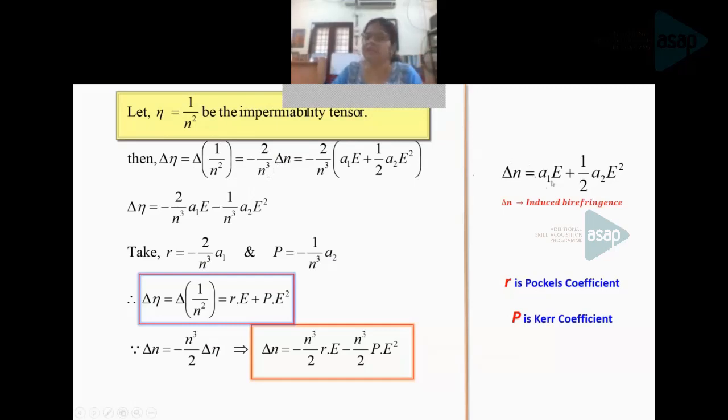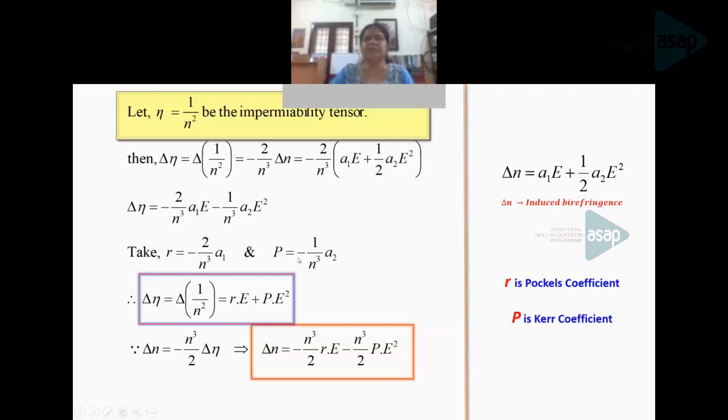We already know delta n is a1 E plus half a2 E square from Taylor series expansion. Just substitute this here, and you will get minus 2 by n cube into (a1 E plus 1 by 2 a2 E square). Now open the bracket and you will get this equation. Here this first part can be taken as a constant r, and the second part can be taken as a constant p.